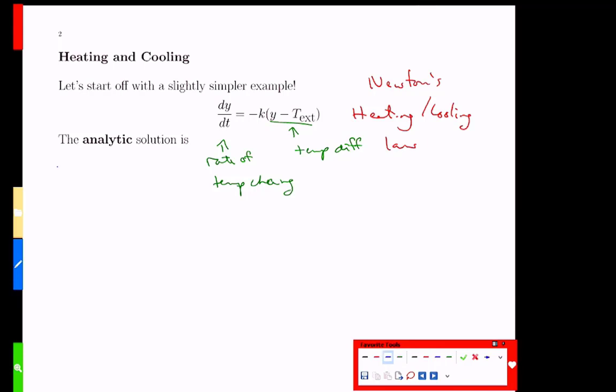If you had to solve this kind of differential equation, what technique would you use? Anybody care to volunteer what they think the technique would be? Starts with S? Separable, exactly. Separate and integrate. It's actually linear too. It is first order linear, so you could use integrating factors as well.